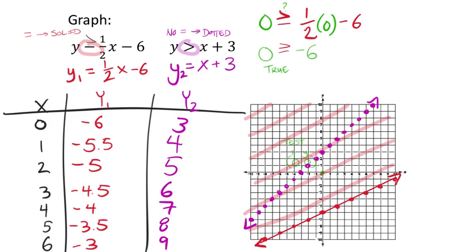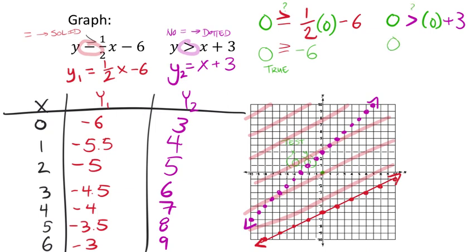What we need now is the shading. And the origin is not on the line, so I can use this origin to check for truthfulness. So we go back to the original inequality. Y is greater than x plus 3. And we're going to test the origin in here because it's not on the line. So the x in the origin, like we've already seen, is 0. And then the y in the origin is also 0. And I'm going to put a question mark over that inequality to see if it's true.